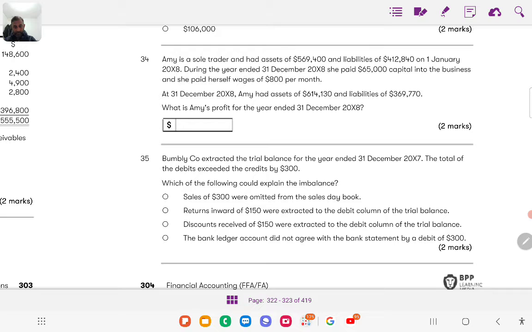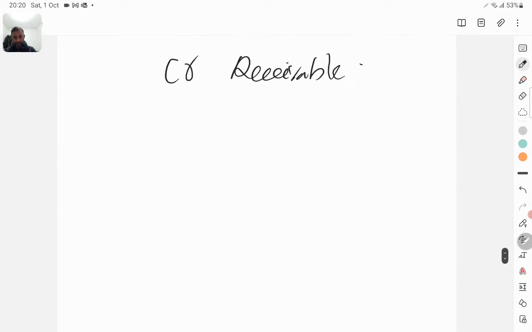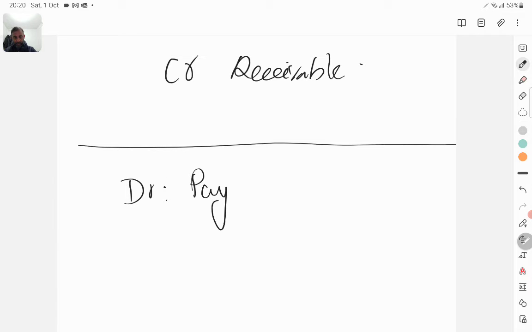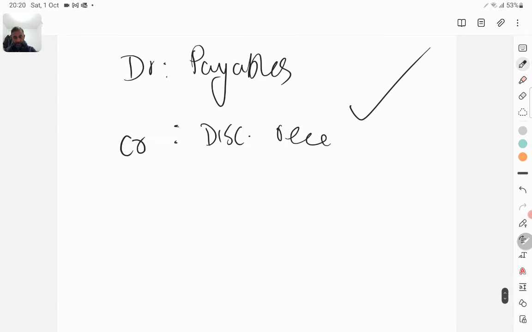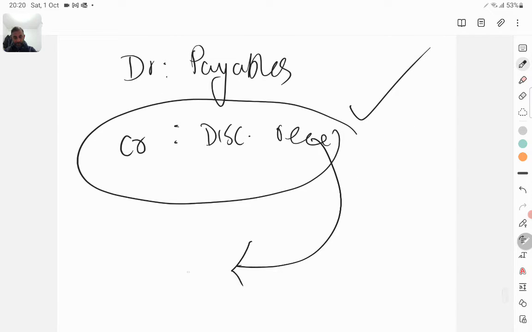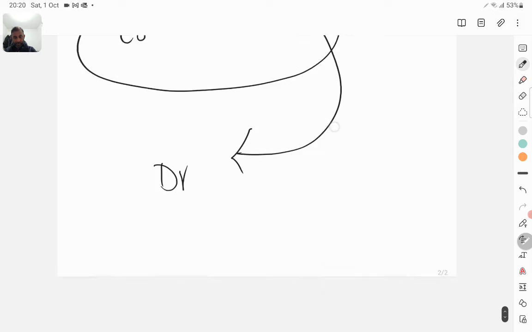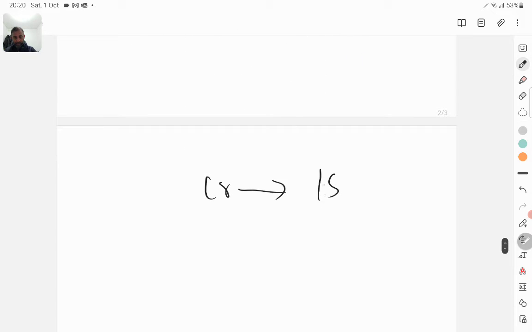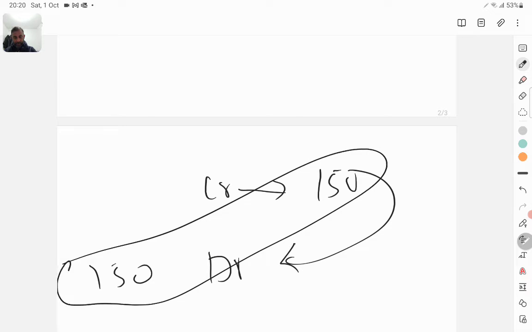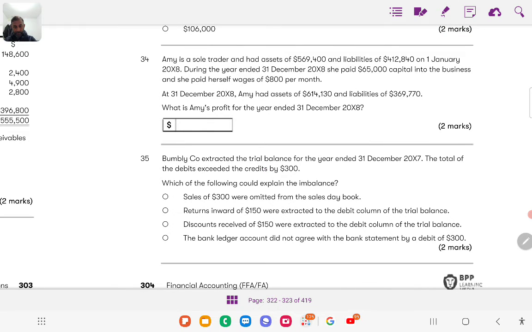Third one, discount received of 150 extracted to the debit column of the trial balance. The correct double entry for discount received will be, you debit payable and then credit discount received. This is the correct entry. Whereas what they have done, they have taken this into debit. So therefore, a correct credit of 150 has been posted as a debit of 150. So the impact here is 300 would exceed the debit. So therefore, the answer is the third one.